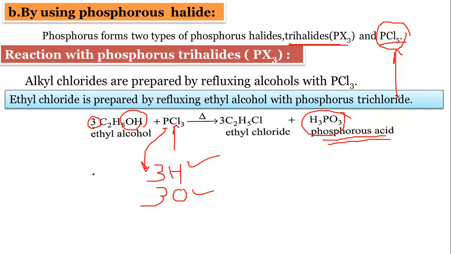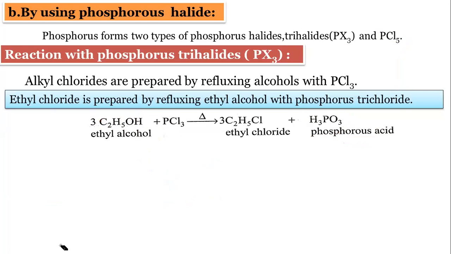Sir, please tell again, I did not understand that reaction. For the preparation of chlorides by using PCl3, here we are using only 3 molecules of ethyl alcohol. These 3 OH groups will be replaced, correct? How many OH groups will be replaced? 3 OH groups, because 3 molecules are there.